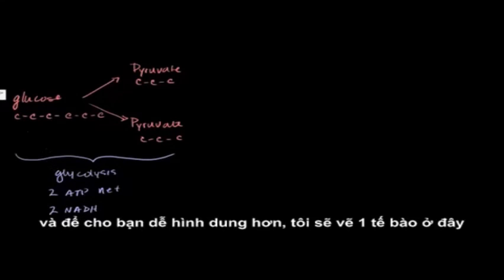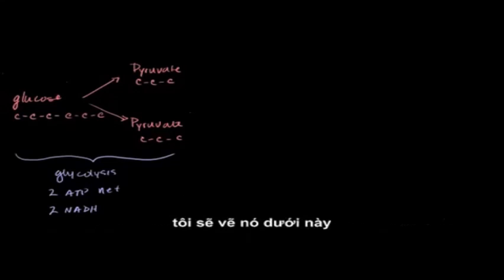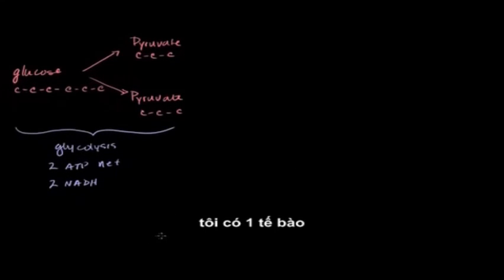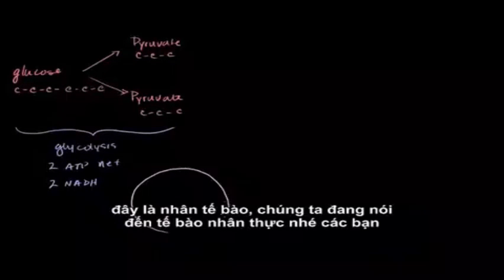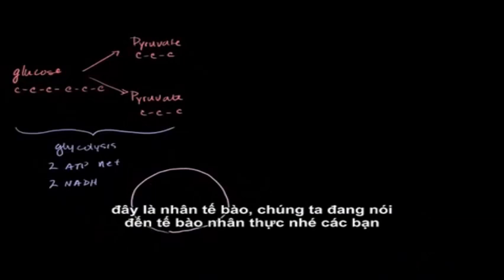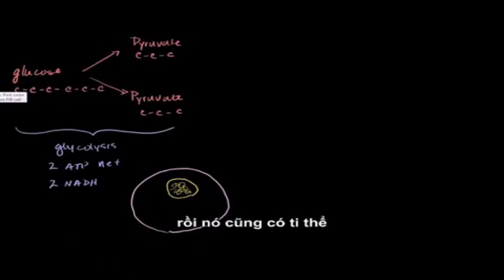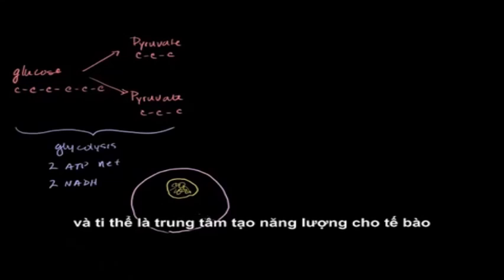And just so you can visualize this a little bit better, let me draw a cell right here. Let's say I have a cell. That's its outer membrane. Maybe its nucleus. We're dealing with a eukaryotic cell, though it doesn't have to be the case. It has its DNA in its chromatin form all spread around like that. And then you have some mitochondria, and there's a reason why people call them the power centers of the cell. We'll look at that in a second.